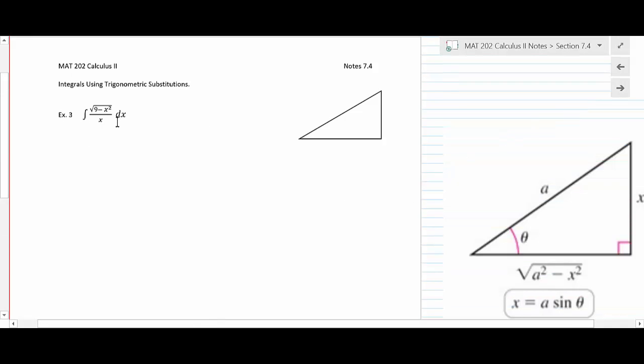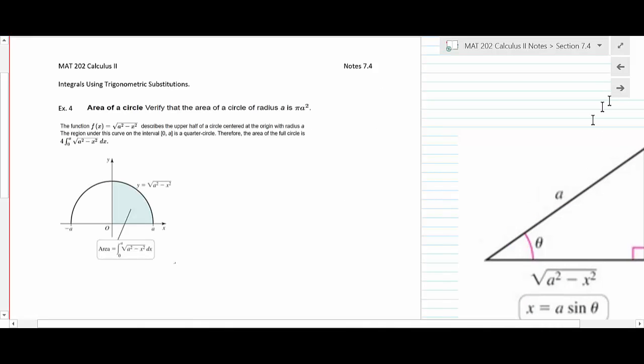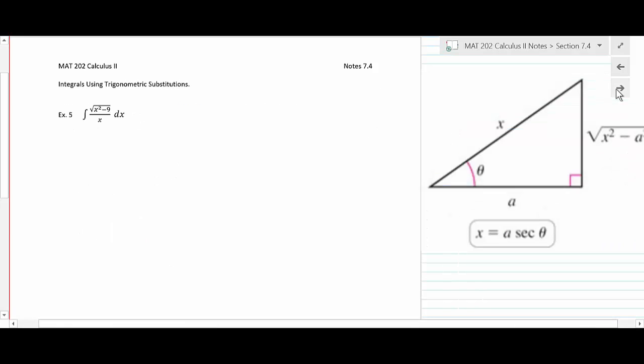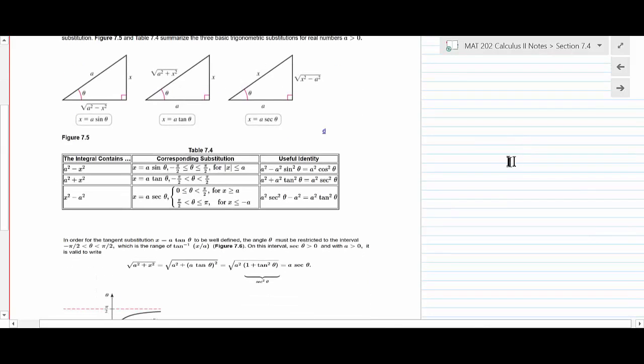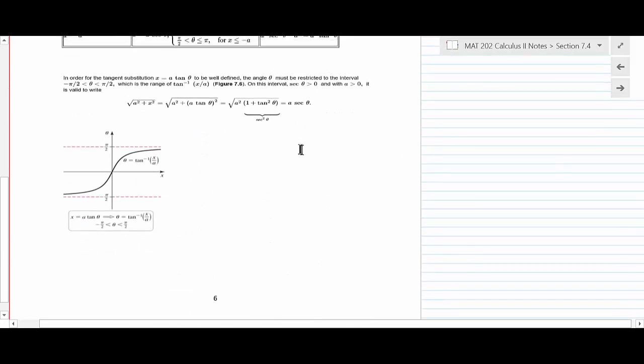They may have a radical in that. They may have a power. But the idea is always going to be the same. Every problem I'm going to do is going to have x squared plus a squared, x squared minus a squared, or a squared minus x squared. There's three situations.